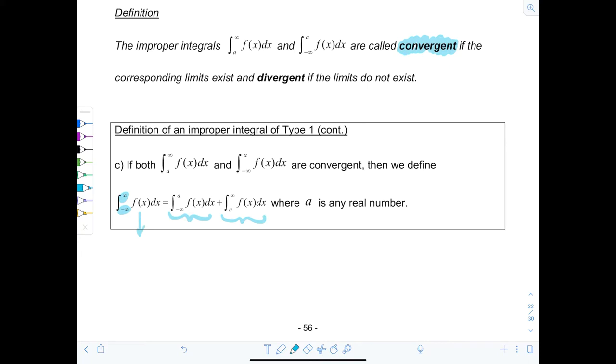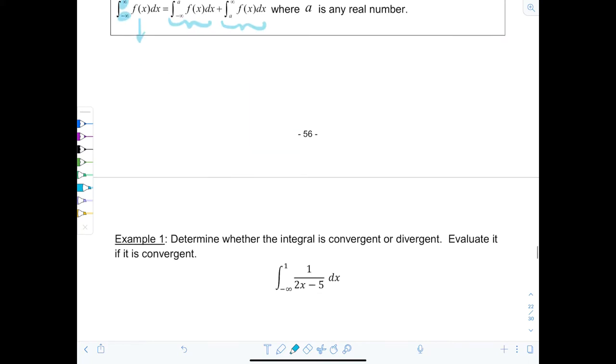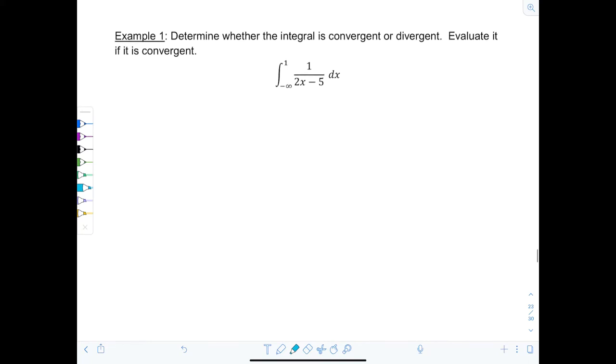Okay, so here let's look at some examples. Determine whether the integral is convergent or divergent. Evaluate it if it is convergent. So first thing I notice, oh my goodness, this lower limit is negative infinity. I'm going to replace that lower limit of integration with t. You could use another variable, but typically we use t.